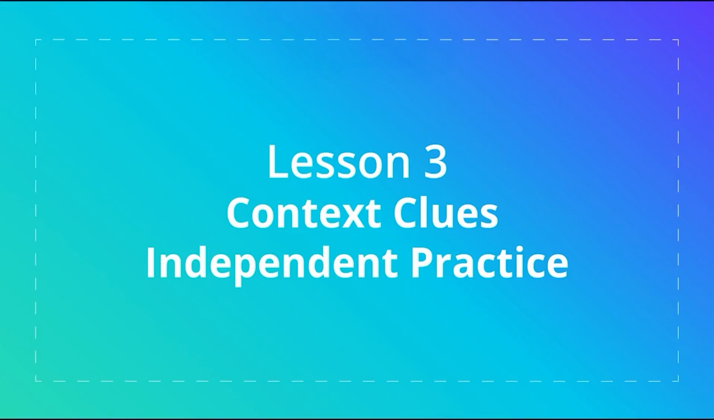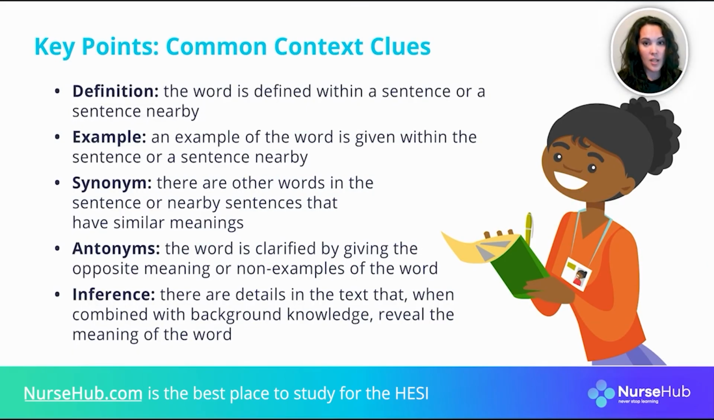All right, y'all, here is lesson 3 in our context clues lessons series. What we are going to be doing right now is some independent practice. And before we start, as usual, I would love to remind you of our key points and information pertaining to this skill. So you can go ahead and pause here and read through if you want. We are looking for context clues that pertain to definition, example, synonym, antonyms, and inferences.